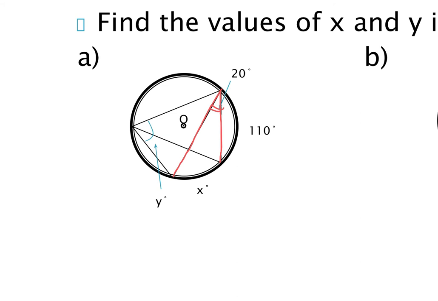Y is congruent. But remember, y is both of these, right? Oh, I thought y was this whole thing, okay? The 20 is just this smaller section, okay? This diagram's a little bit confusing. But do you guys see where x is? X is right here, right? Could we figure out x?